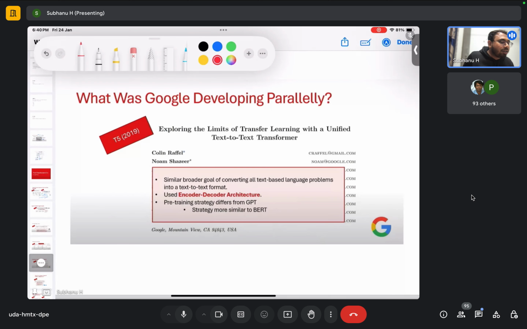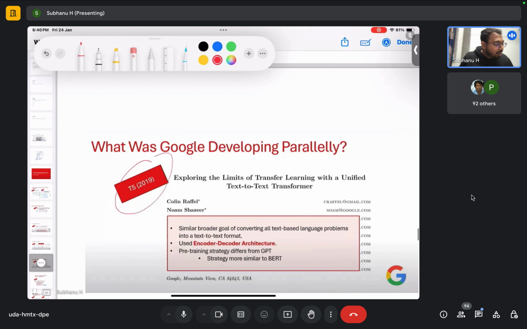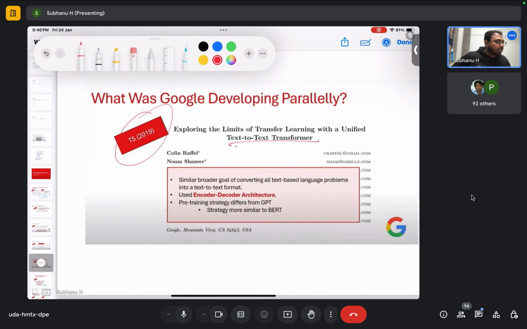Now what was Google developing in parallel? Like our Sundar Pichai, was he sitting idle? No. In 2019 they came up with a paper called T5, which is the Text-to-Text Transformer, with a similar or broader goal of converting all text-based language problems into a text-to-text format. So there is no speech, it is only text to text format. They use the encoder-decoder architecture. The pre-training strategy differs from the GPT model, and is more similar to the BART model.